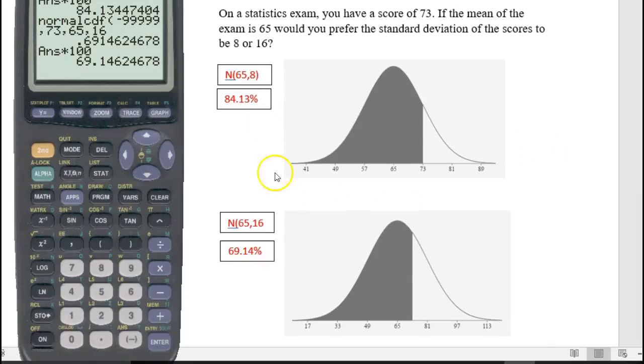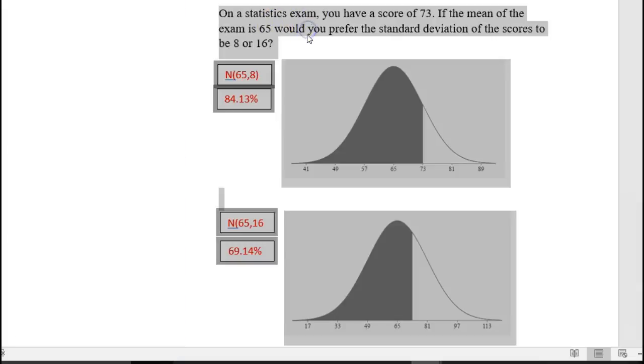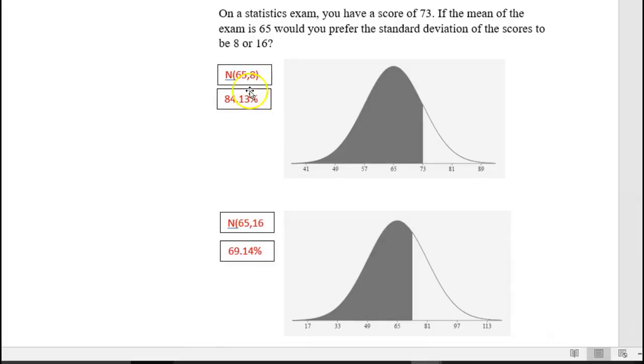So now, using the math from the normal curves, we can really answer the question, do you prefer the standard deviation of the scores to be 8 or 16? And clearly we can see that when the standard deviation is 8, we actually do better than more people. We have a higher percentile. So we prefer for the standard deviation to be 8.